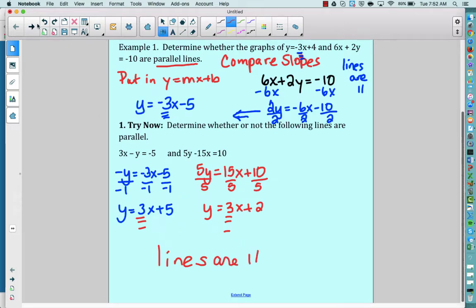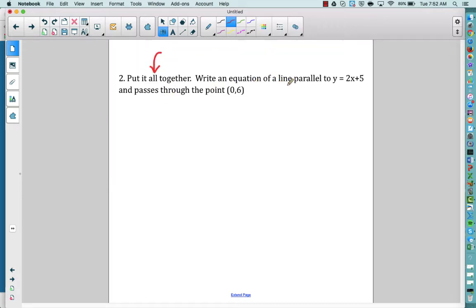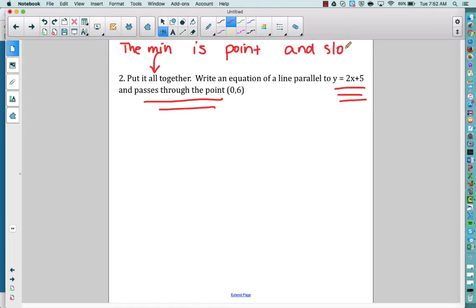Okay, so let's move on. Let's put it all together. Write an equation of a line that is parallel to y equals 2x plus 5 and passes through the point (0, 6). Let's remember that the minimum you need to write an equation of a line is a point and a slope. That's the minimum.